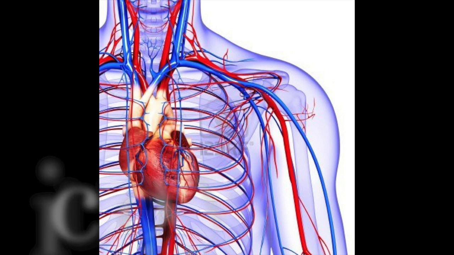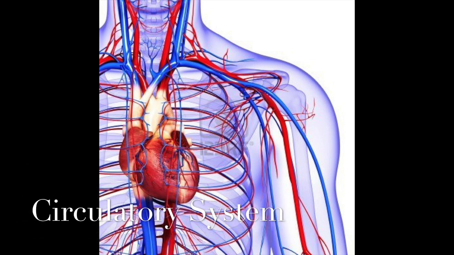Pretty incredible, huh? Next week, we'll learn about the circulatory system, and you'll discover just how the oxygen acquired through the respiratory system gets distributed throughout the body through the blood.